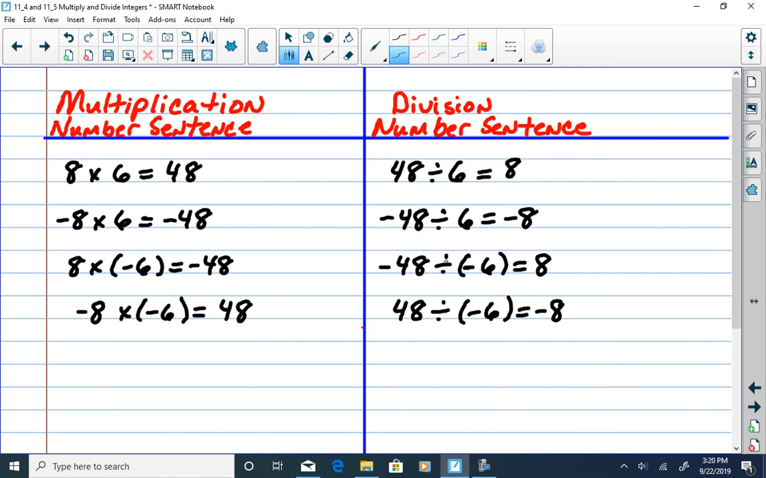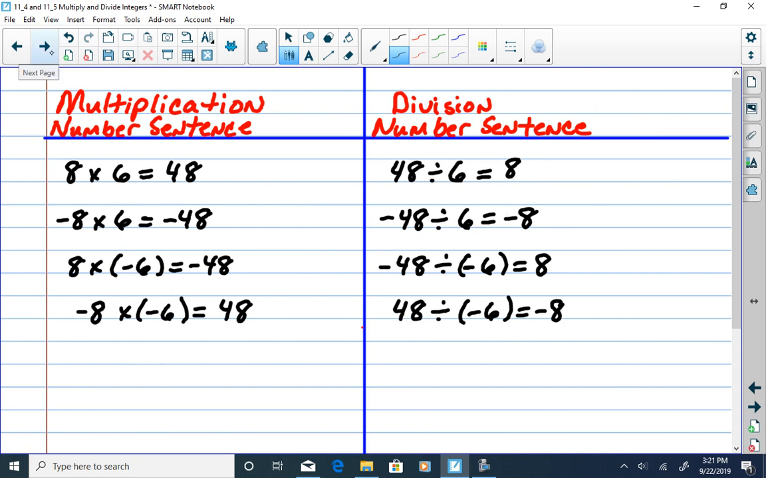What this shows is that the rules for division are the same as the rules for multiplication. When the signs are the same, the quotient is positive. When the signs are the same, the product is positive. Here I have two negatives, but they're still the same signs. Here I see my signs are the same, negative 48 divided by negative 6, and the quotient's positive. When the signs are opposite, the product is negative. When the signs are opposite, the quotient's negative.